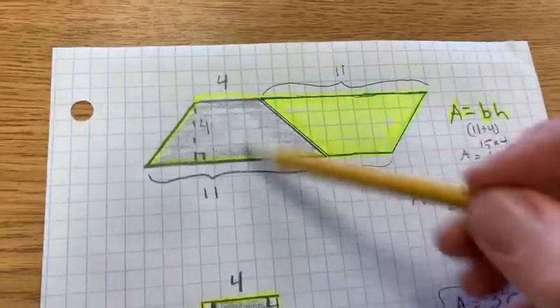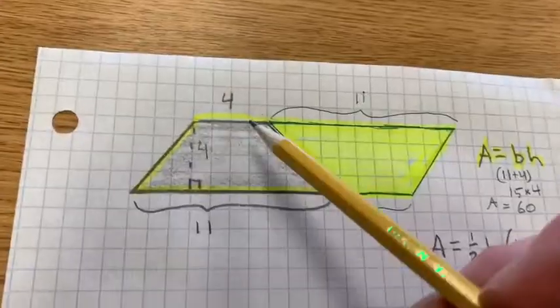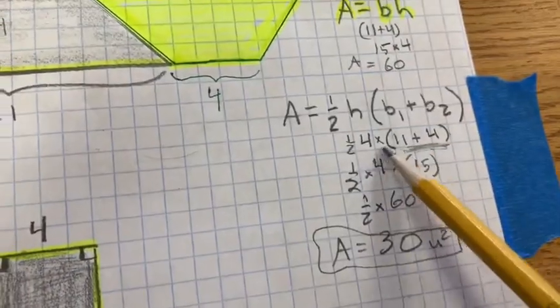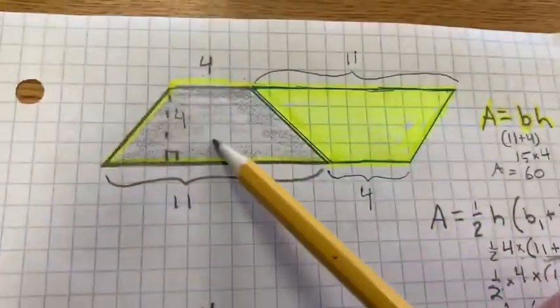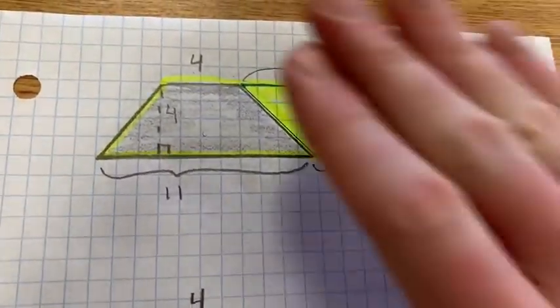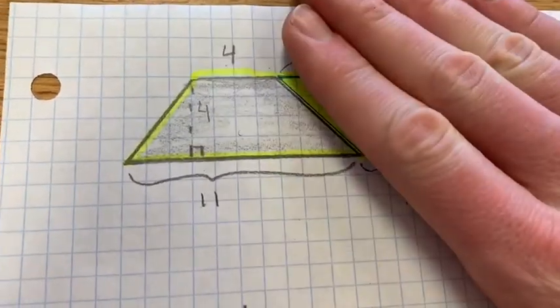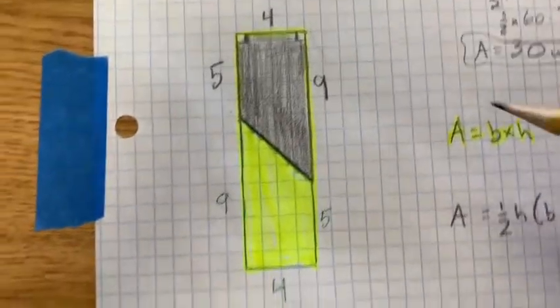So again, add the two bases. I did that here. It's in parentheses, so I do it first. That's 15. Then I multiply times the height, which is 4. And then I can do half of it because I only want half of this. And when you do these problems, you won't see this. All you will see is this. So one more down here, and this one's kind of cool.